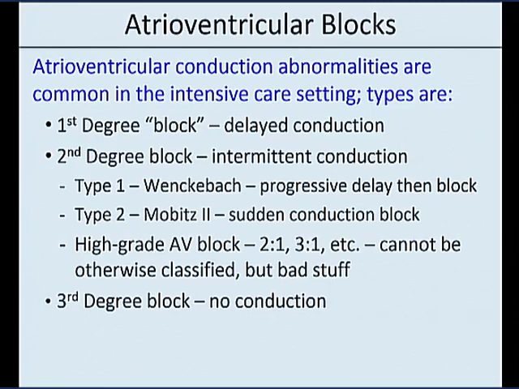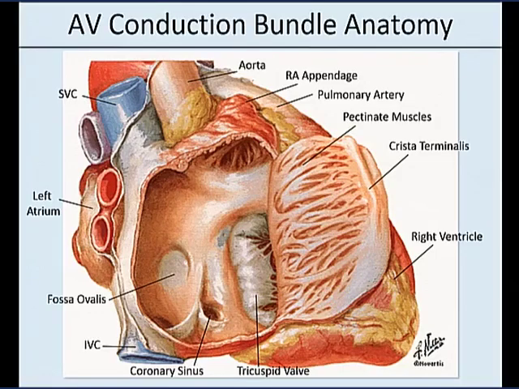But one way or another, it's just never good. It's always bad, and generally bespeaks worse things to come. And then third-degree block, sometimes not so very bad. Sometimes people have a pretty robust junctional escape, and despite the fact there's no AV conduction, they're doing not too terribly badly. Here's the conduction system again, this time viewed from the outside looking in. And here we see the right ventricle, right atrium, IVC, SVC, aortic root right back there.